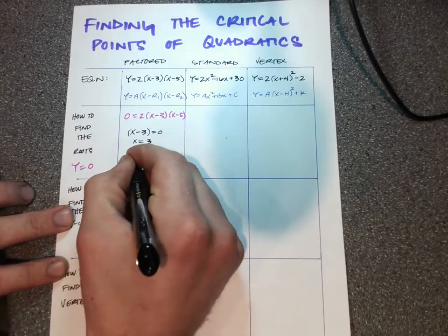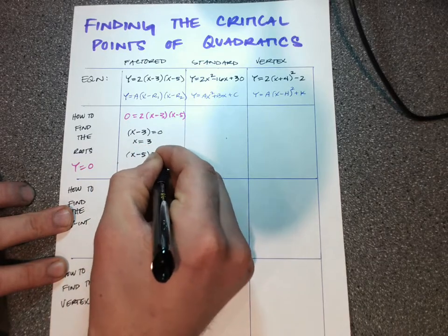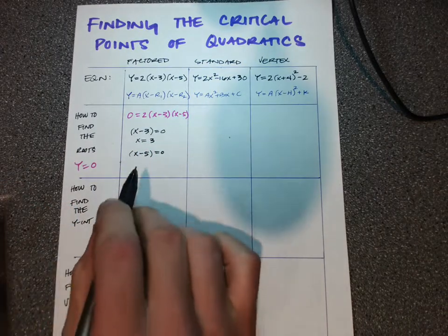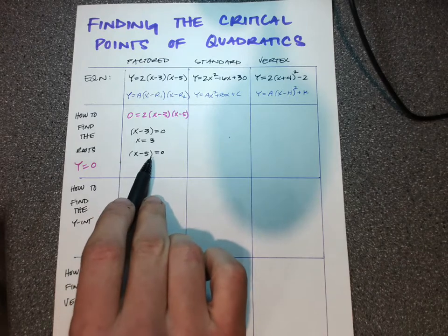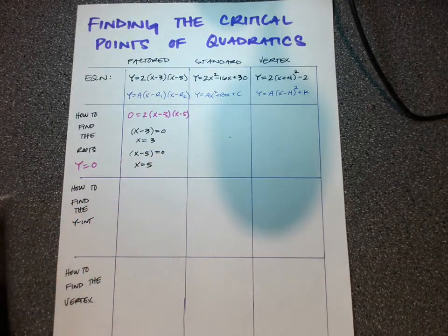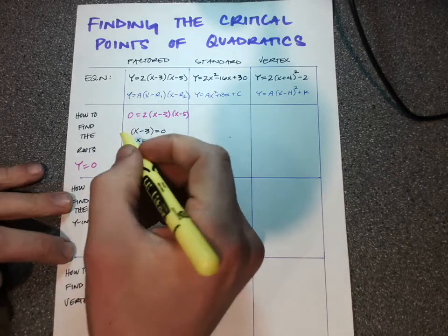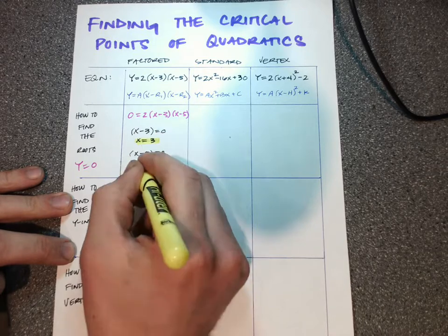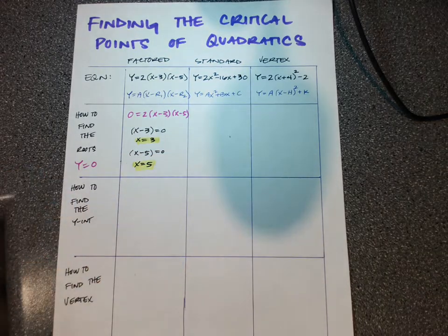The second factor, x minus 5, is the next telling important piece of information here. X minus 5, we can see if x were the number 5, then the same effect would happen. And so we have our two roots in this case, x equals 3 and x equals 5.